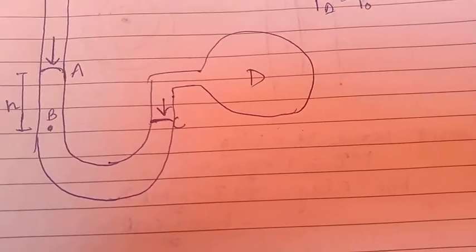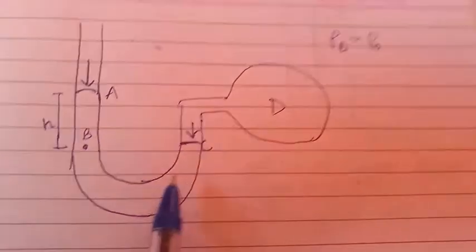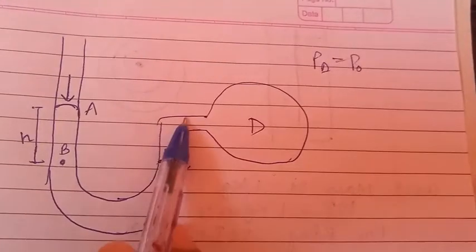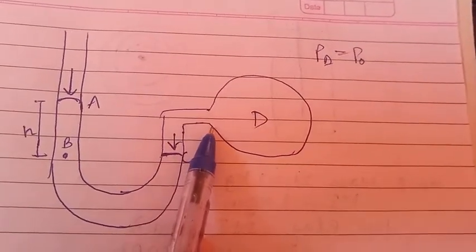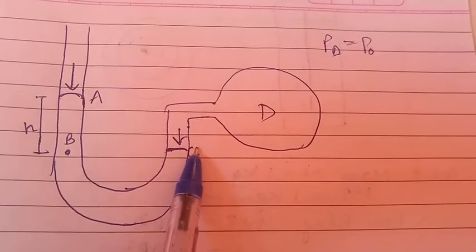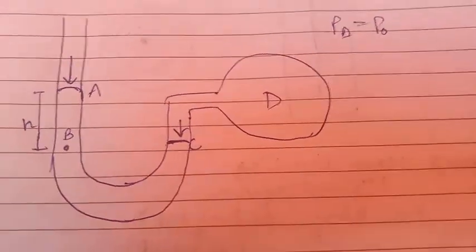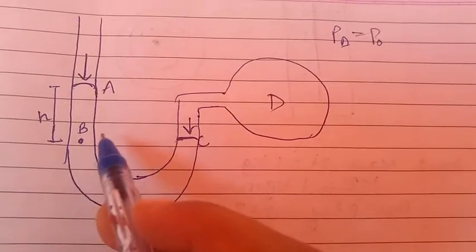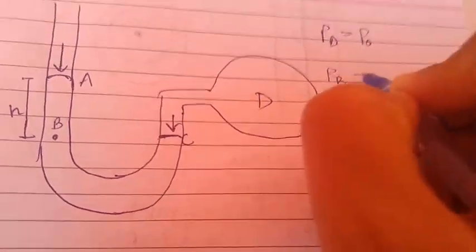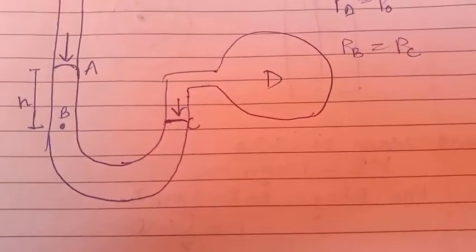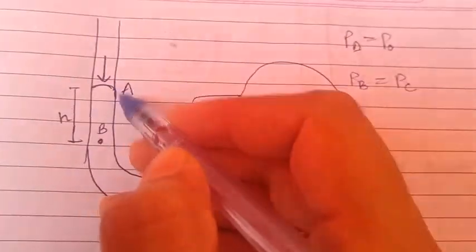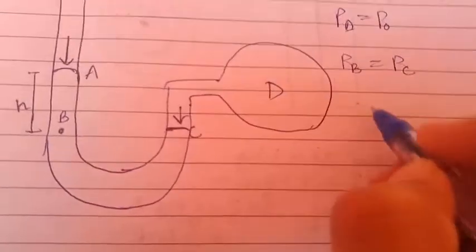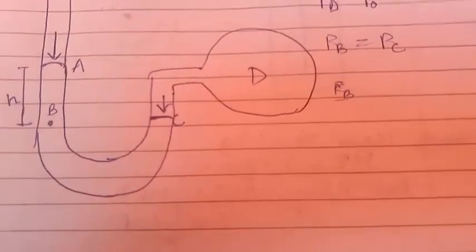Now we have to find the pressure at point C. As we have to find the pressure of this container D, this point C is exposed to the container whose pressure we have to find. We will consider a point B which is at the same level as point C. So we can write that PB is equal to PC because both points are at the same level. If you consider this arm, the distance between point A and point B is H.